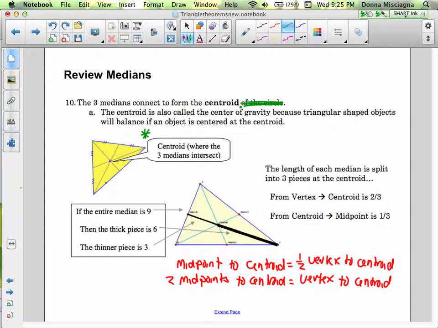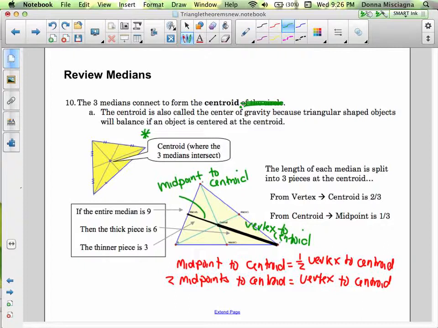There's a relationship between the two segments that create the median and then the whole median. We have a smaller part that goes from the midpoint to the centroid, and a larger part that goes from the vertex to the centroid. Add those both up and you have the entire median. The median is split into three pieces at the centroid. From the vertex to the centroid is 2/3 the entire median. From the centroid to the midpoint is 1/3 the entire median.